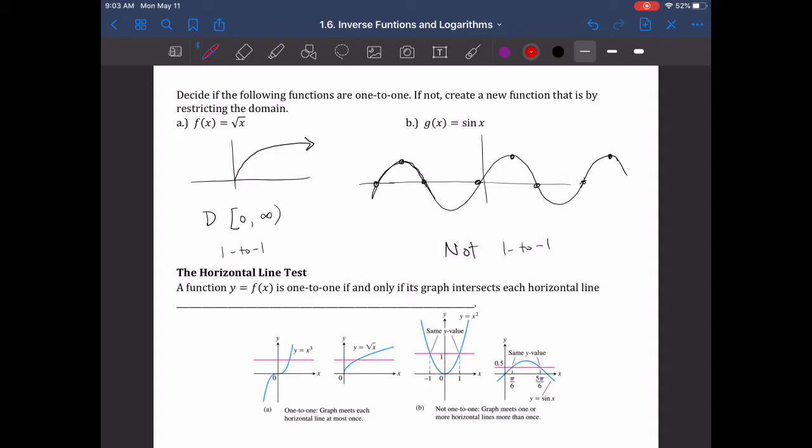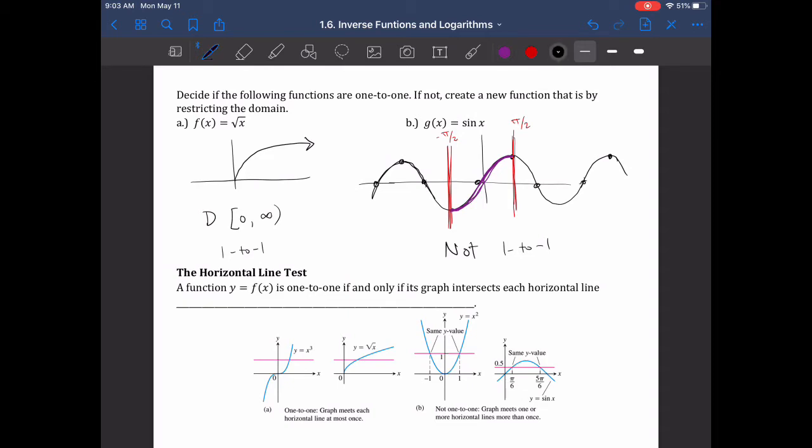So if I were to restrict the domain from negative pi over 2 to pi over 2, right, like that, well, if we're only looking at just this part of the graph, then that part of the graph is itself 1 to 1. There's no repeating of values for the outputs, and then we could basically find an inverse for that new function that's restricted from negative pi over 2 to pi over 2.